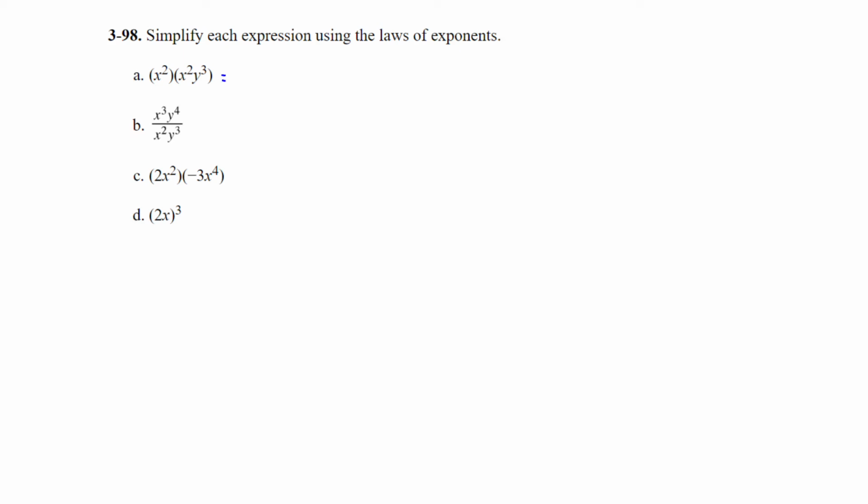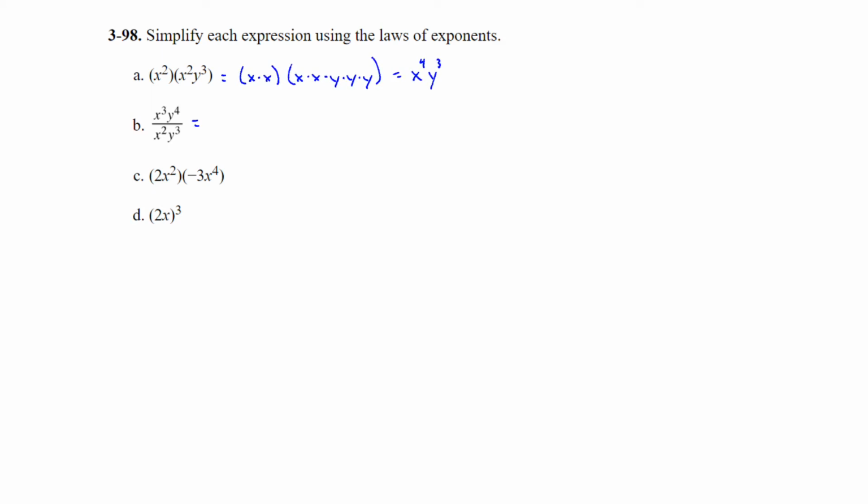So on the first one, I'm just going to go ahead and expand these out. X times x, x times x, times y, times y, times y. How many total x's? We have 4, so x to the 4th because it's being multiplied by itself 4 times, and y is being multiplied by itself 3 times. So x to the 4th times y to the 3rd.